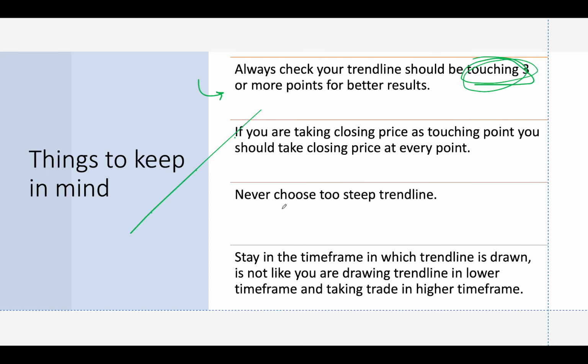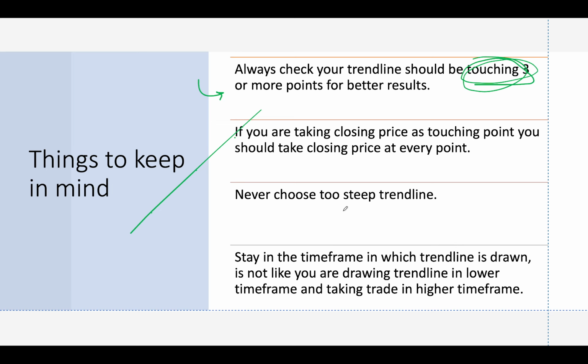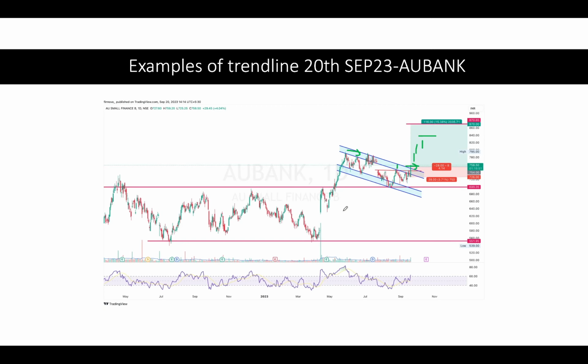Never choose a steep line. The trend line should not be too steep. We cannot draw a trend line here and say this is the trend line, because it's a really huge momentum, so we cannot say it's a trend line.